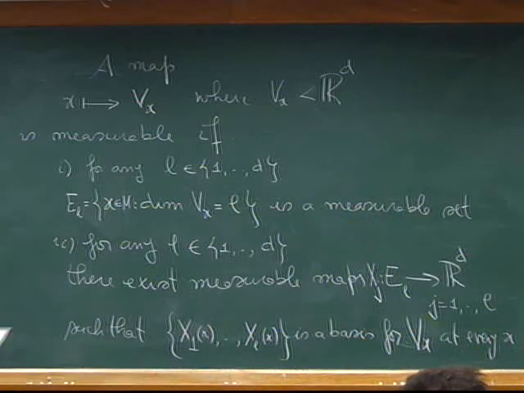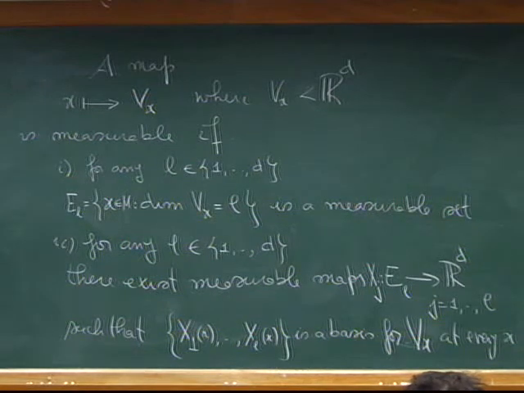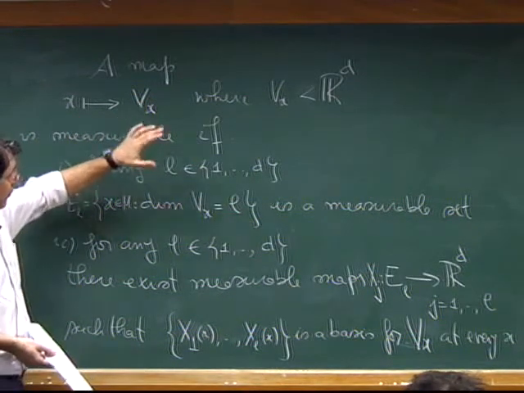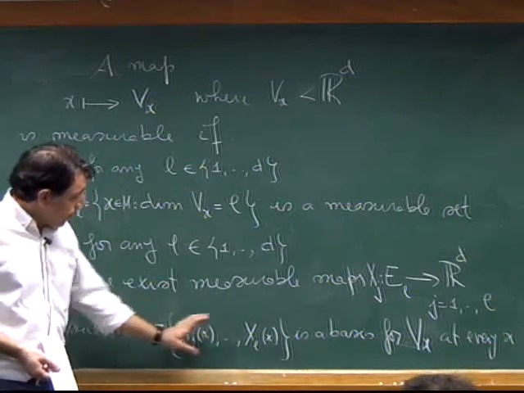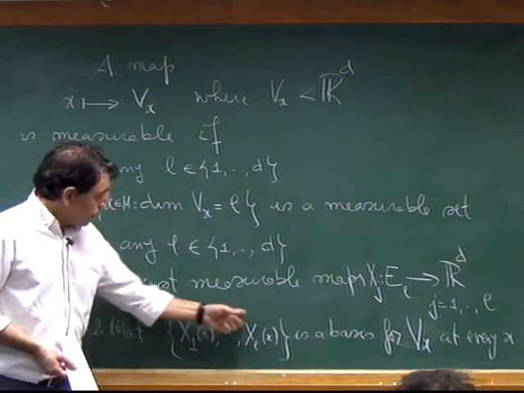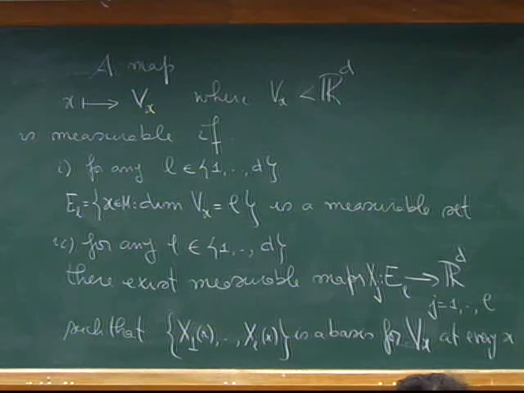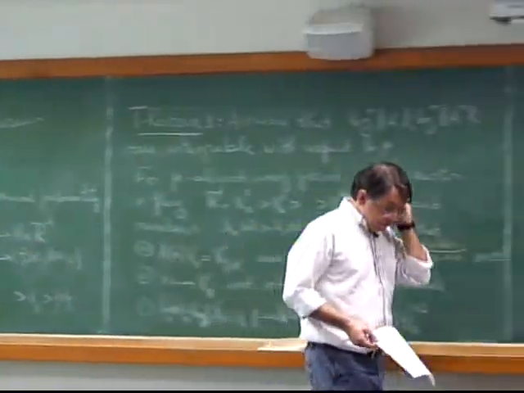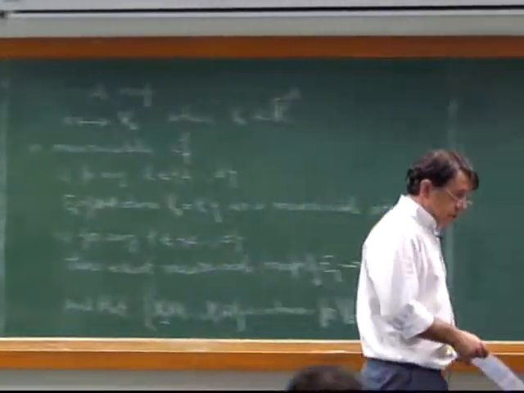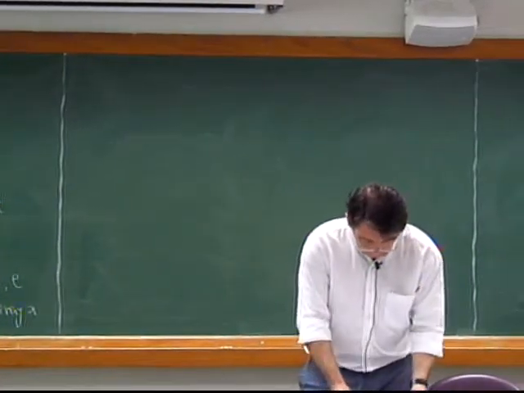Okay. So a vector bundle, a map that assigns to each point a subspace of R^d, is measurable if you can find a basis formed by measurable vector fields. And that's what this means. Now there are other ways to present the definition involving the Grassmannian manifold, but they are equivalent to this.